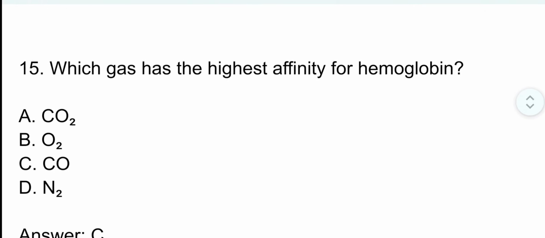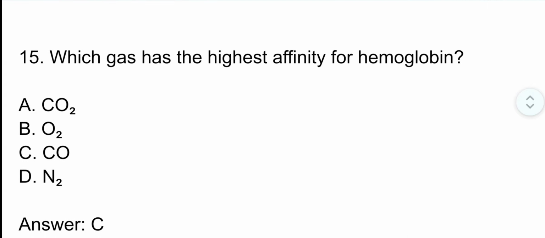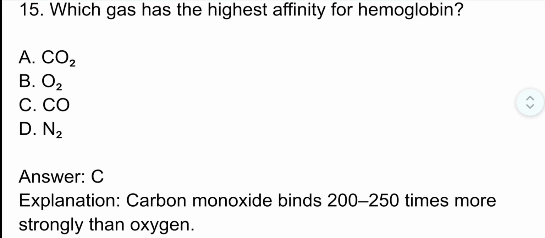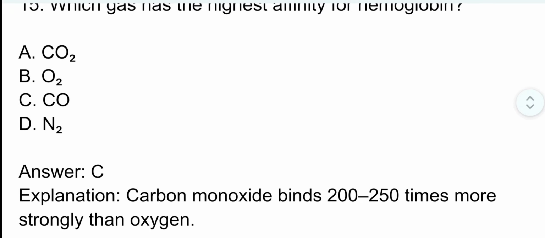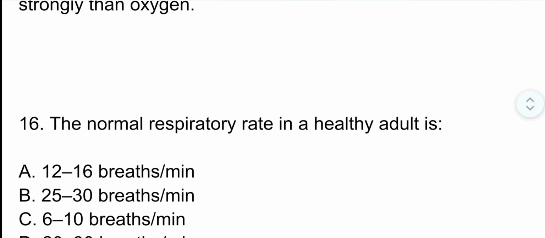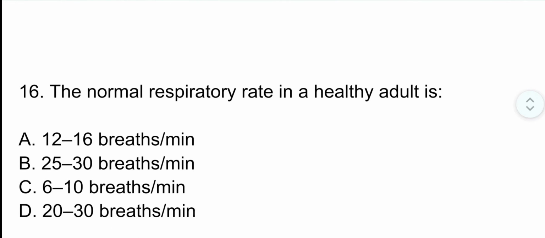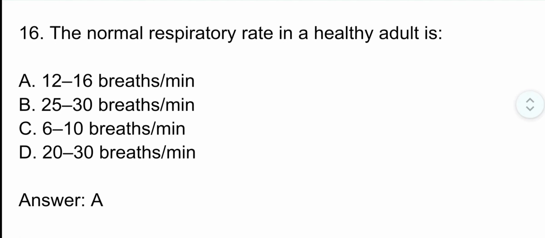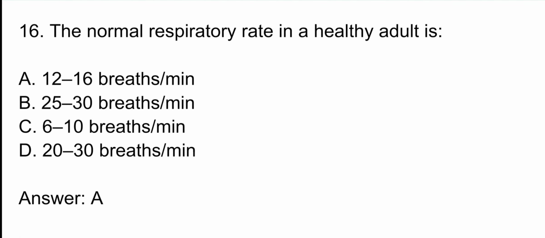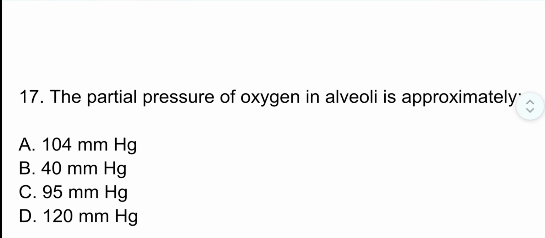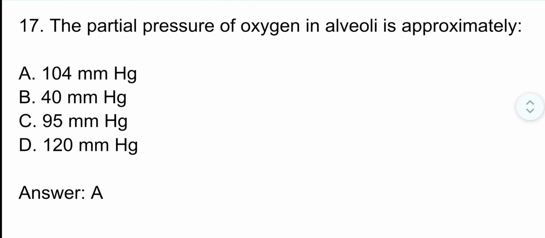Question number 15. Which gas has the highest affinity for hemoglobin? The correct answer is option C, CO, carbon monoxide. It binds 200 to 250 times more strongly than oxygen. Question number 16. The normal respiratory rate in a healthy adult is. The correct option is option A, 12 to 16 breaths per minute. Question number 17. The partial pressure of oxygen in alveoli is approximately. The correct option is option A, 104 mm Hg.